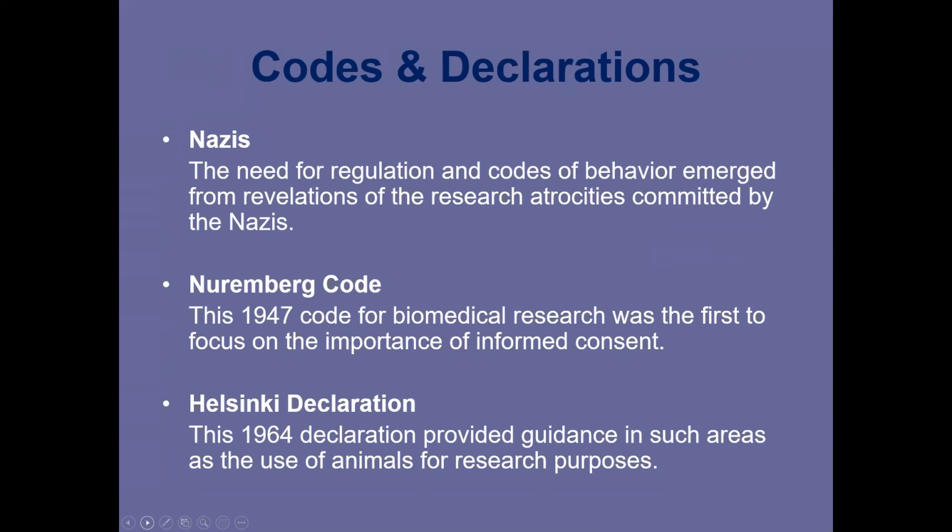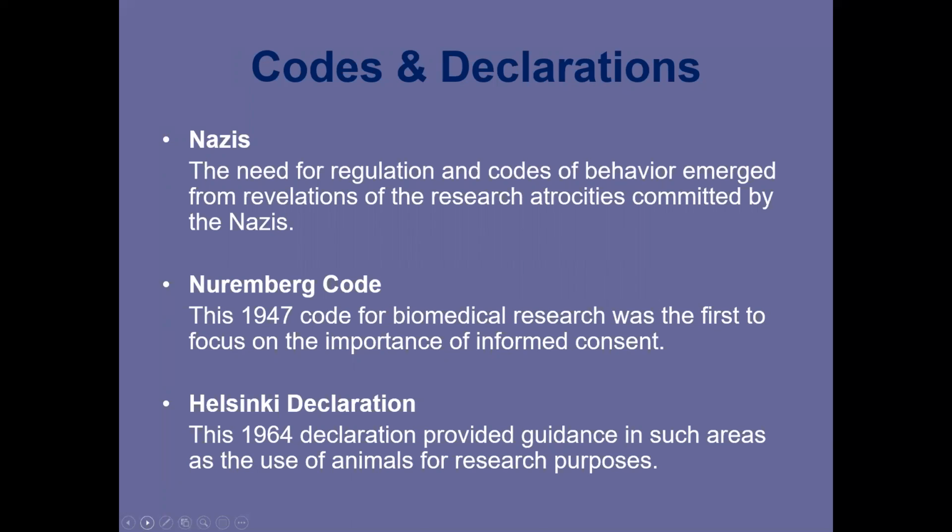And from that process came the Nuremberg Code. The 1947 Code for Biomedical Research was the first to focus on the importance of informed consent. Individuals participating in research had to receive informed consent. They had to be informed on what was being done, why it was being done, what the benefits are, what the risks are, and they had to be told that they can say no without any retribution, or if they say yes, they can change their mind and withdraw at any time with no consequence.